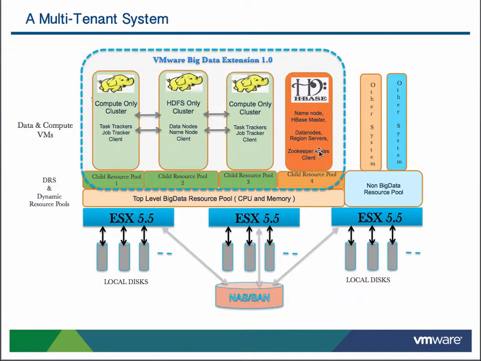We have two kinds of systems. One is big data systems, another is the non-big data systems. In the big data systems, we have created the multi-tenant system by Big Data Extension. Here we have created one HBase cluster and a set of Hadoop clusters. These three Hadoop clusters basically create another sub multi-tenant system where we have only one HDFS cluster which has data nodes and name nodes, and two compute only clusters which have only task trackers and job tracker. The two compute only clusters are sharing data from the same HDFS cluster.